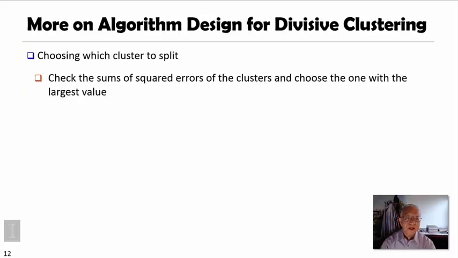But we will see which cluster to split. If you have multiple clusters now, you can check the sum of the squared errors of the clusters and see which one is the largest one. Then you simply say this one is not very good. You want to split them. You want to reduce the sum of the squared error overall.